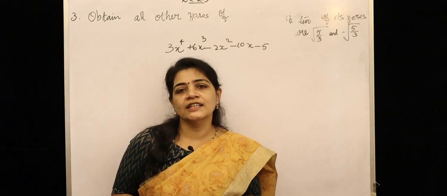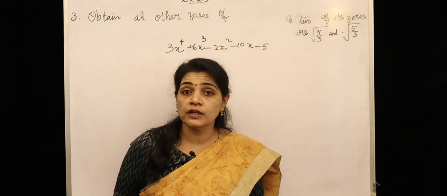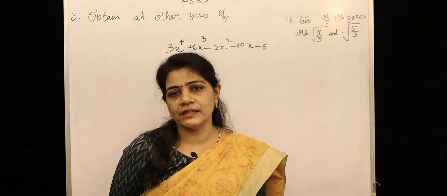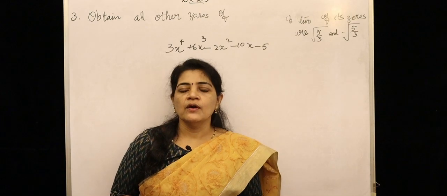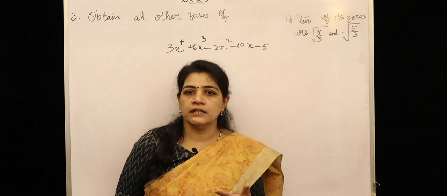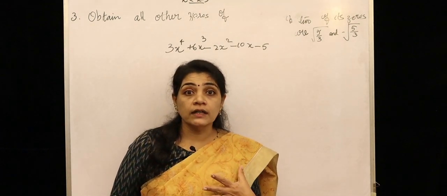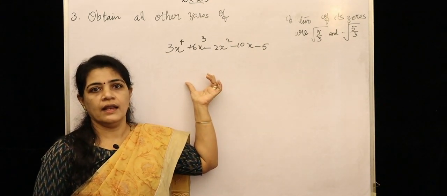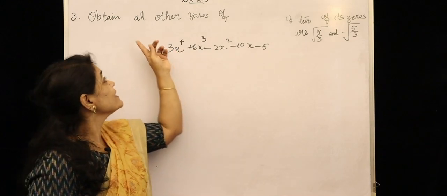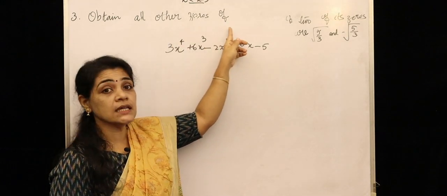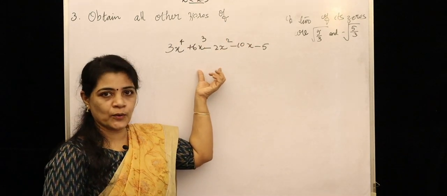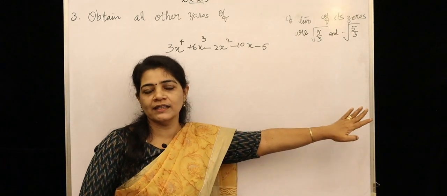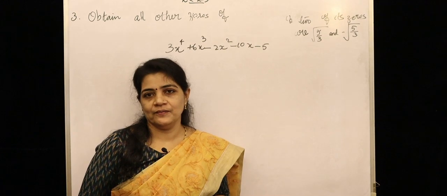Now we are solving the third problem. This is the most important problem of this exercise. Problems of this type can be expected for the board examination. Okay, see children, in this question we have been given two zeros of this polynomial, and what is asked? We have to get all other zeros of this polynomial if two of its zeros are root of 5 by 3 and minus root of 5 by 3.